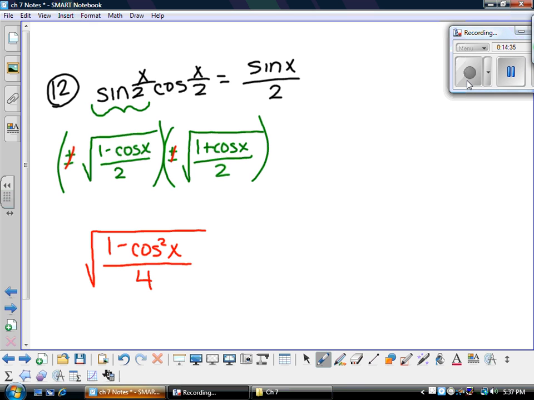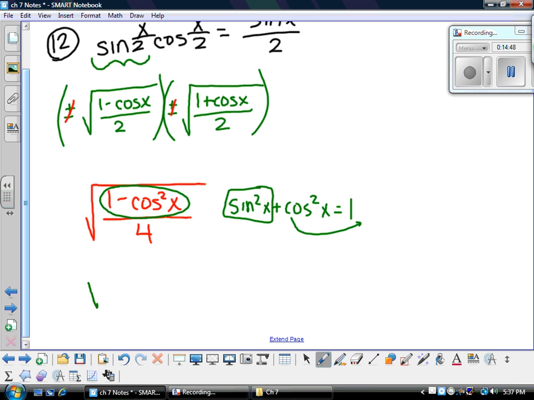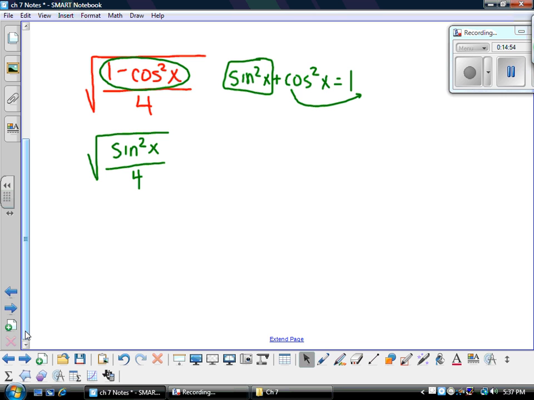This is one of the big three. Sine squared plus cosine squared equals 1. So 1 minus cosine squared would just equal sine squared. When you're taking the square root of the fraction, you take the square root of the top. The square root of sine squared is just sine. And take the square root of the bottom. The square root of 4 is 2. And that's the other side.